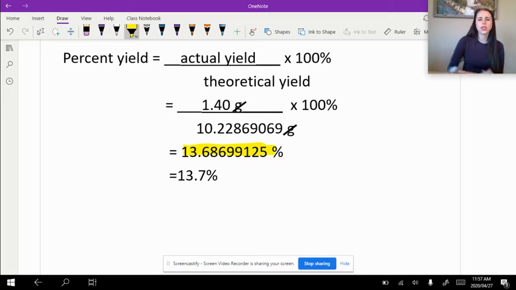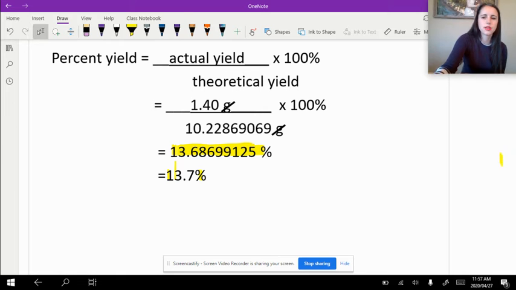And like I mentioned in the previous slide, you want to make sure that you are rounding to your correct number of significant digits. That's one decimal. So I want to round to 13.7%. So not a really efficient lab. So something's gone wrong. Maybe there's a competing reaction. Maybe you had a solubility issue, but really you only made 13.7% of the ethanol that you could have made.